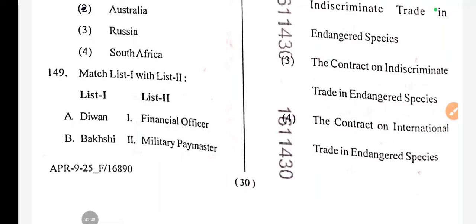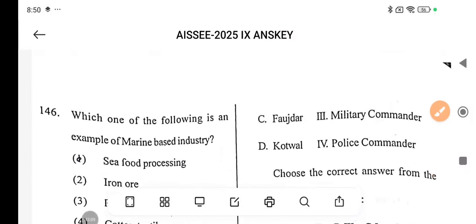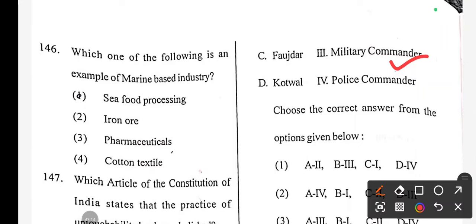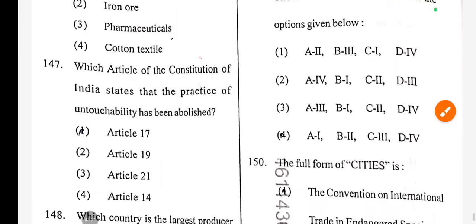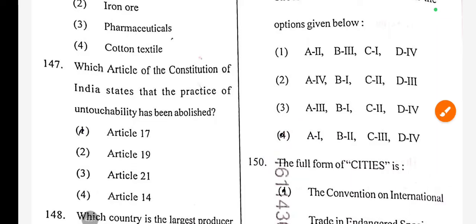149. Match list 1 with list 2. The correct match is in the exact order: Diwan, financial officer; Bakshi, military paymaster; Faujdar, military commander; Kotwal, police commander. And the answer is A1, B2, C3, D4, option 4.